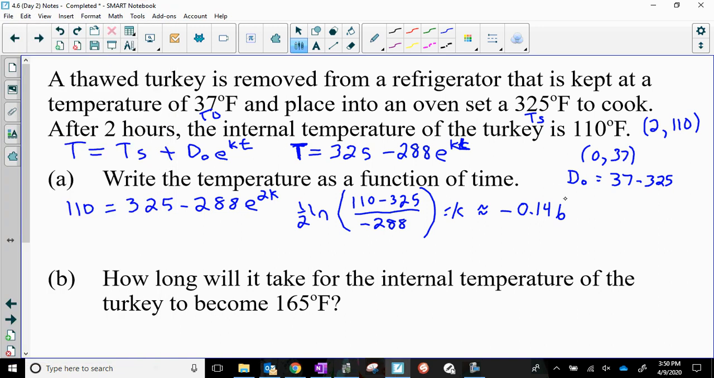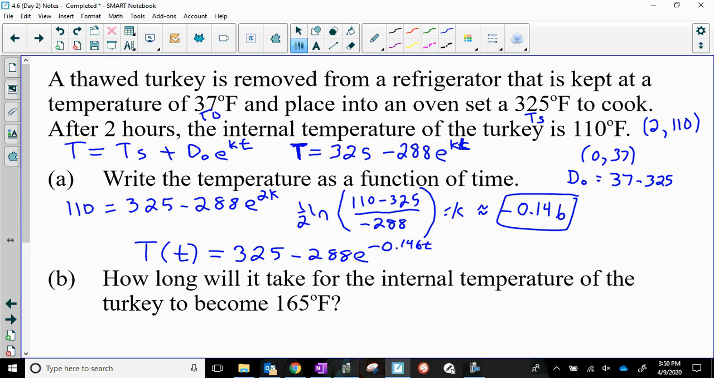All right. So on the test, a lot of times they'll say find k, then find the function. So the temperature as a function of time, the function is 325 minus 288 e to the negative 0.146 t.